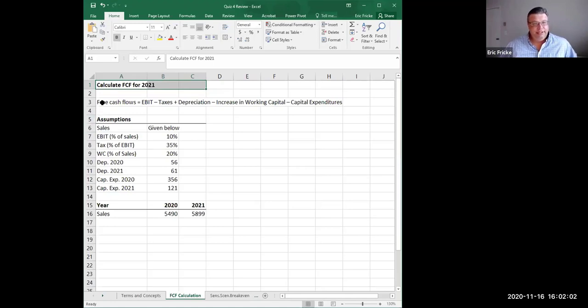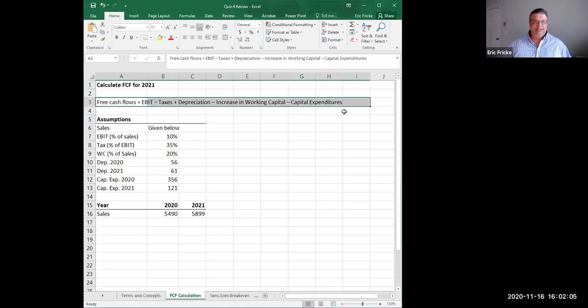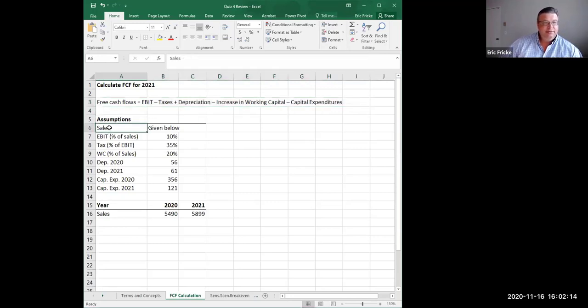All right, so first off, here's the equation for free cash flows that we need to use. Okay, and then here are the assumptions that we're going to use. So first off, we've got sales for 2020, and that's right here. And then we're given, actually, that's sales for 2020 and 2021. So both of those sales are already given. Sorry about that. So sales are given for 2020 and 2021.